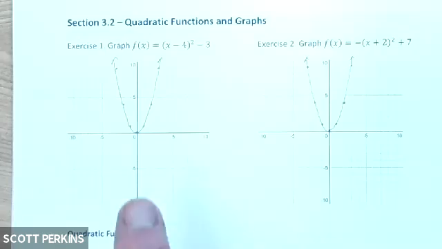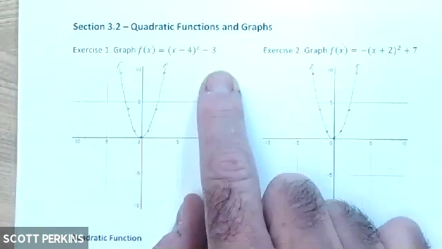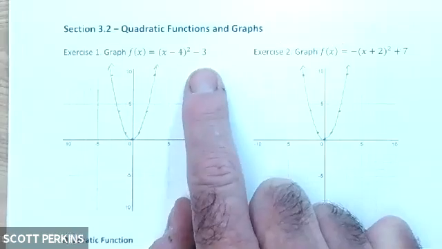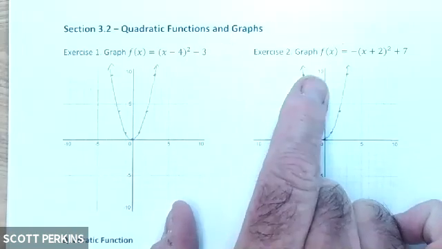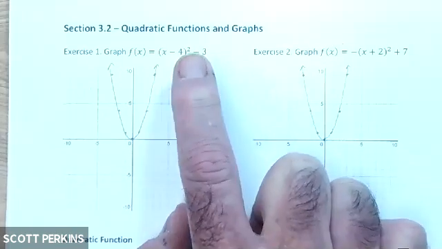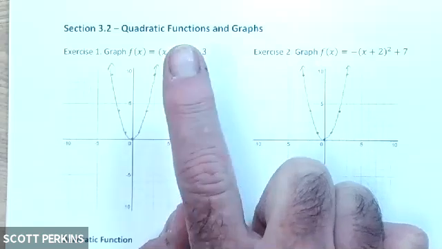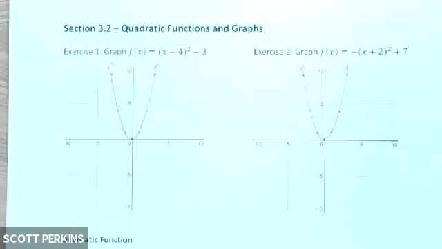So what I would like you to do is write down, I don't want you to do the graphs yet, for both exercise 1 and exercise 2, I'm going to give you 30 seconds. Write down what transformations are being done in both graphs.